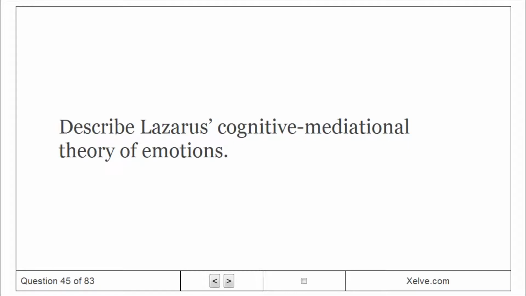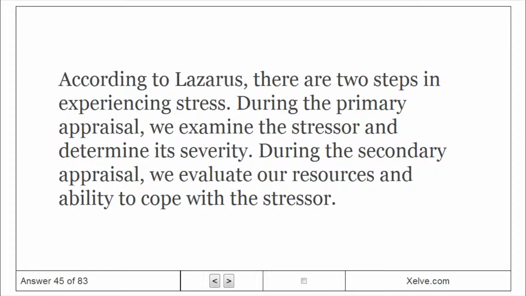Describe Lazarus' cognitive mediational theory of emotions. According to Lazarus, there are 2 steps in experiencing stress. During the primary appraisal, we examine the stressor and determine its severity. During the secondary appraisal, we evaluate our resources and ability to cope with the stressor.